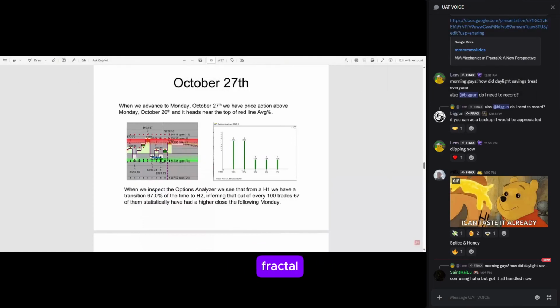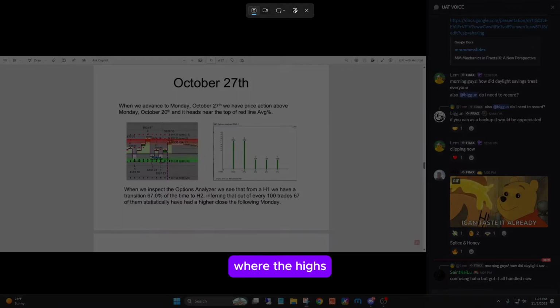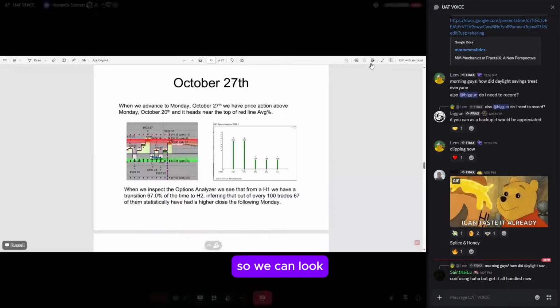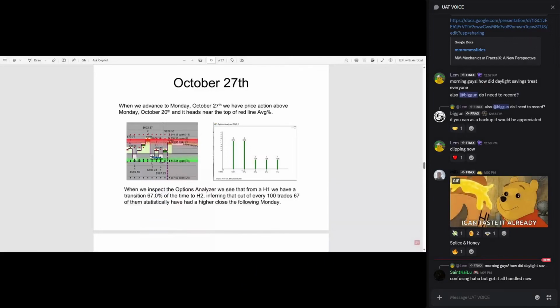So since our fractal data is nonlinear, it's showing us in an unusual way where the high's at. So we can look left and see, okay, where are the last highs? And we can see our little candle patterns of where they're at. That gives us an idea of how high we can climb, of where we can go. So we know about 70% of the time we can go up.